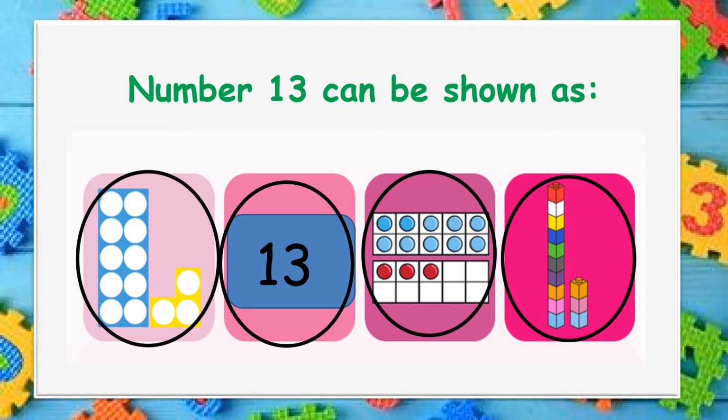And look at the last picture. In this, 13 is shown with blocks. So one stack has 10 blocks and then we added how many more blocks? 1, 2, 3. That means 10 blocks and 3 more blocks makes 13.